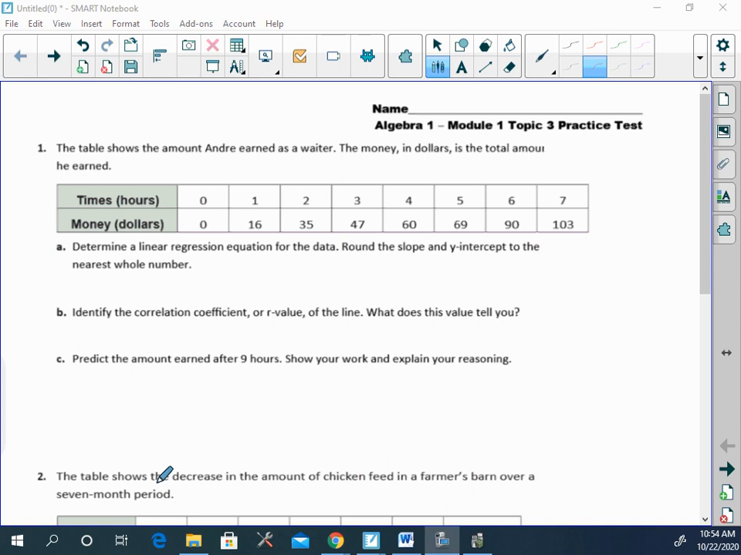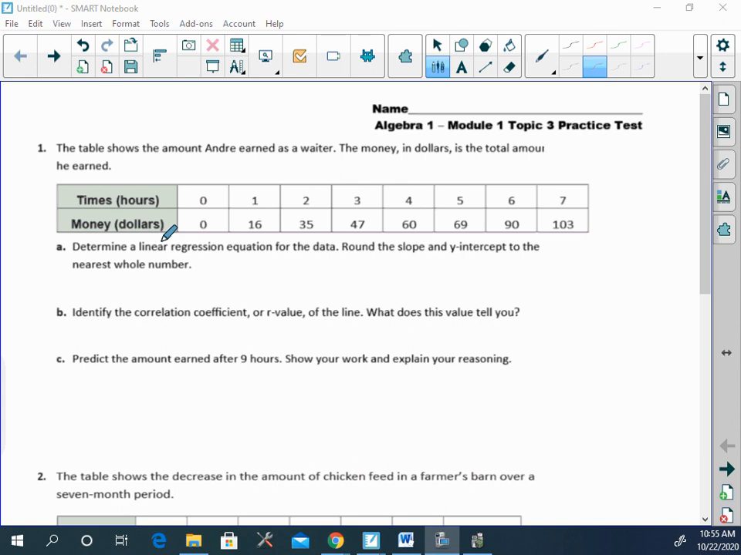All right, looking at number 1 on your practice test, the table shows the amount Andre earned as a waiter. The money in dollars is the total amount he earned. So we've got our times here, and that's how many hours, and then the amount of money that he's earned. Determine a linear regression equation for the data.